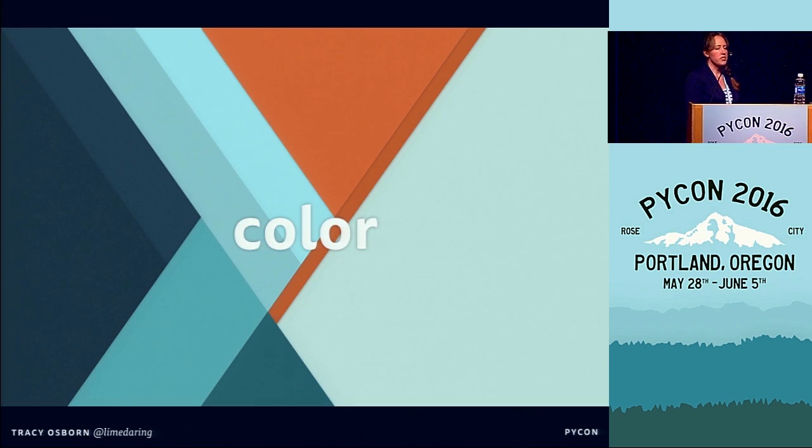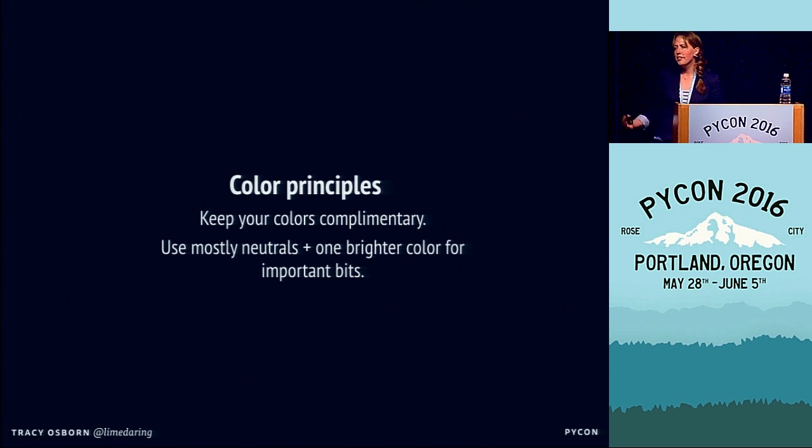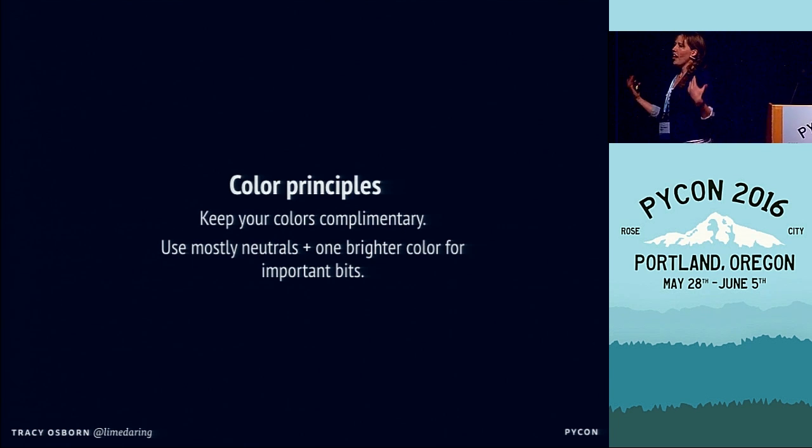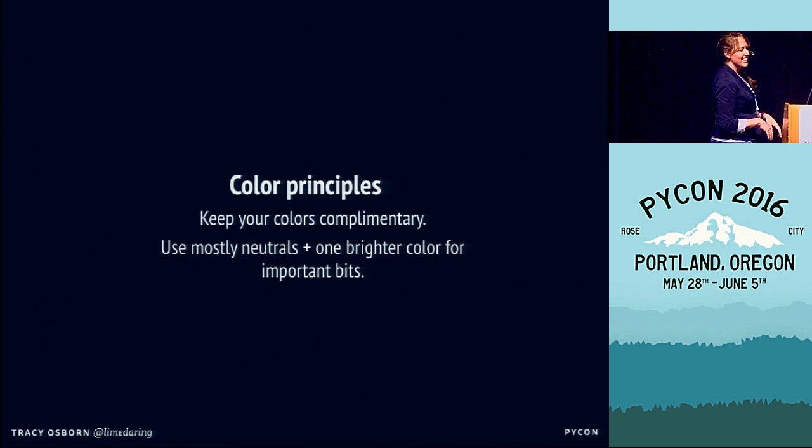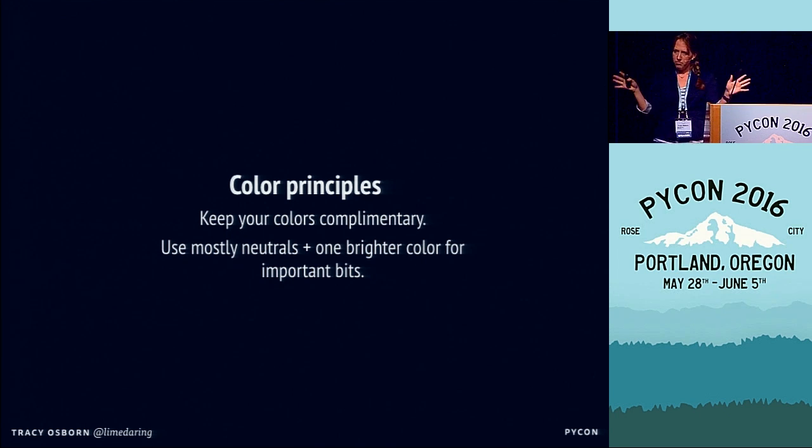So the next principle is color. To go into the overarching color principles, which you read in all these beginner design books, they usually say you've got to keep your colors complementary, and they don't really explain what that means. Use mostly neutral colors, and use one bright color to make things pop.